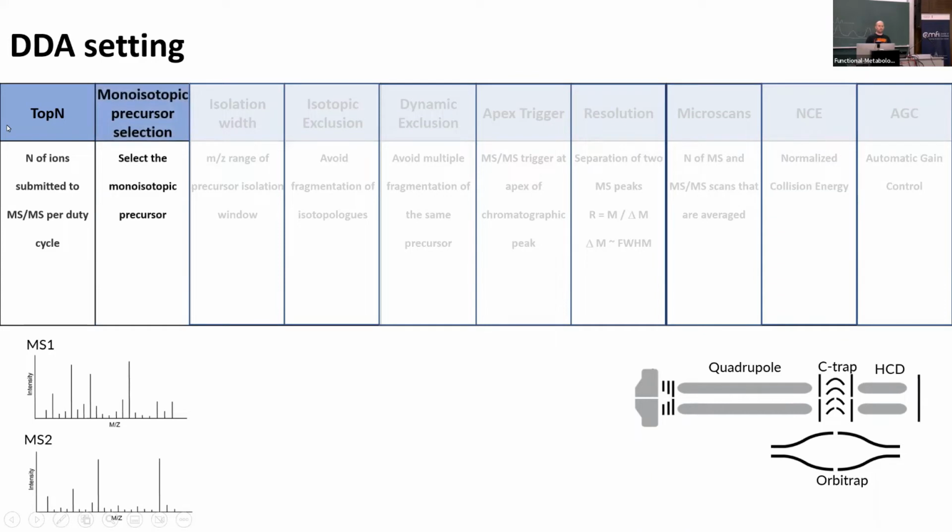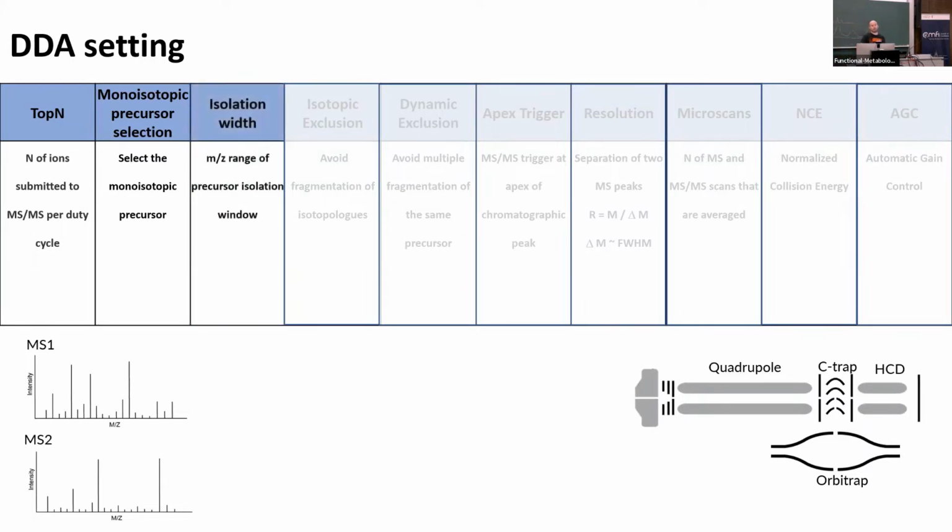Then monoisotopic precursor selection, that was your question, right? Here we can set the machine to exclude everything in an isotopic pattern, so we don't get multiple MS-MS of the different isotope groups.